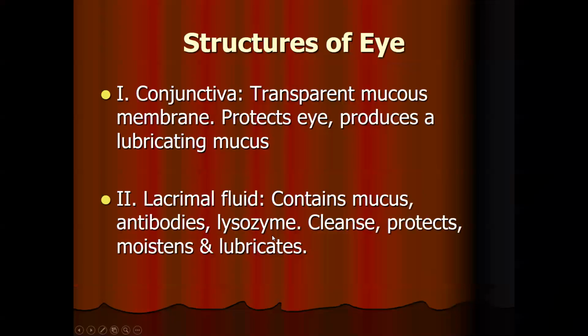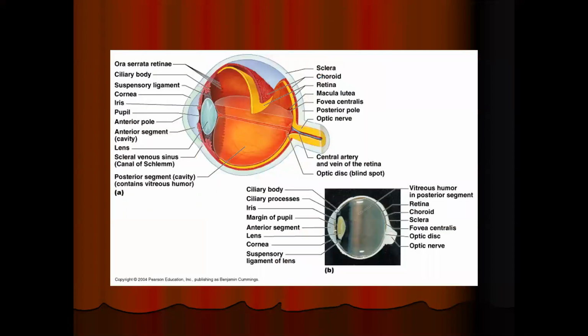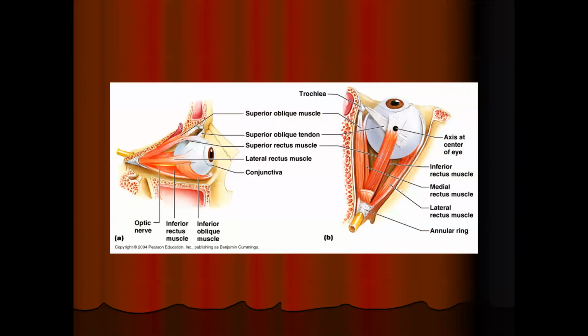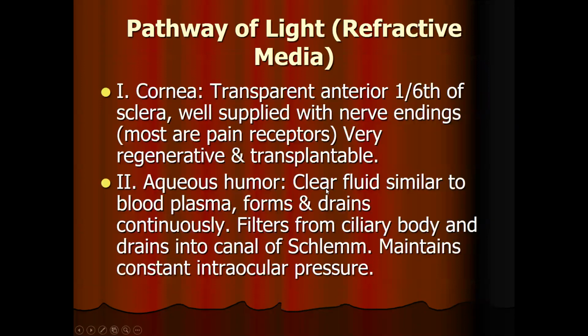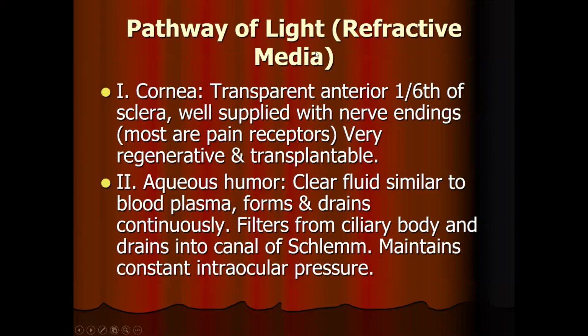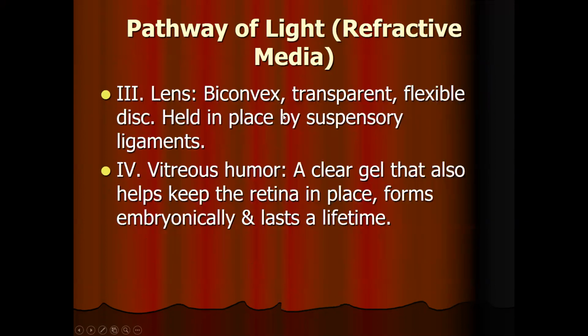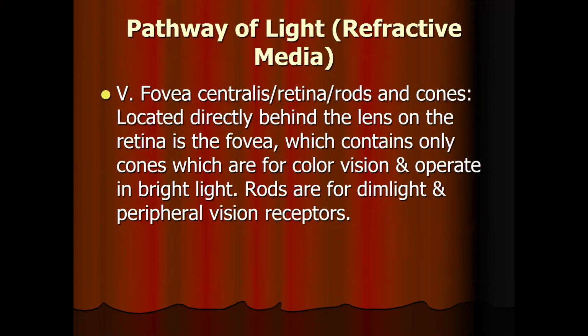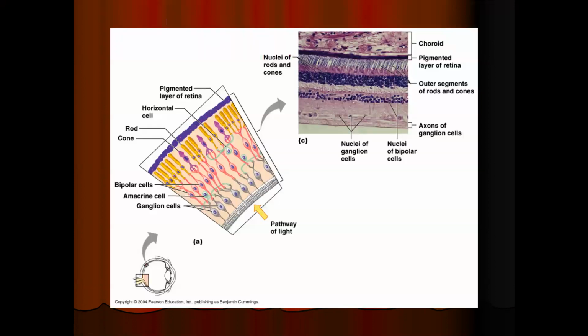There we go. Okay, so we talked about taste and smell. We talked about the associated structures of the eye. Pathway of light through the eye, so all of the refractive media, the things that are going to bend the light rays so that they focus on the back of the eyeball. Okay, so this is where we need to be.